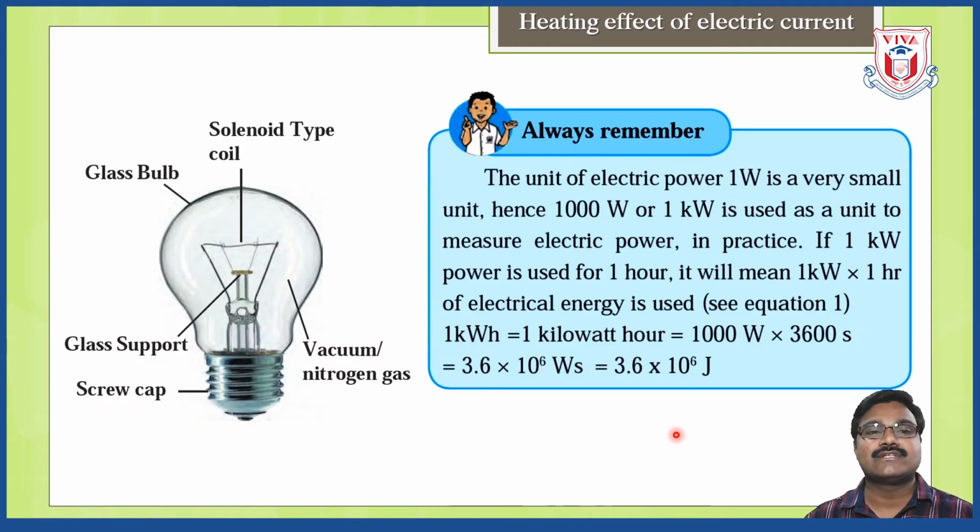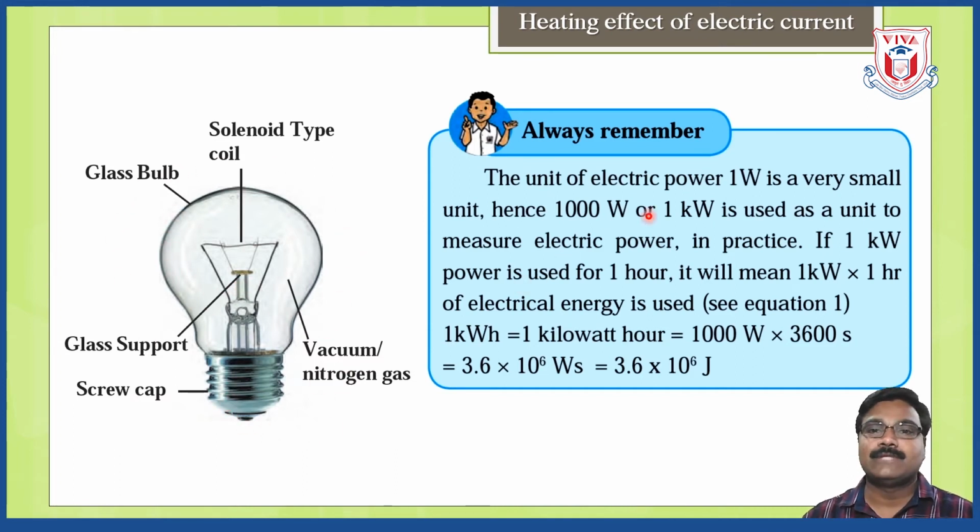Now let us see the structure of a bulb. An electric bulb consists of a thin wire-like structure, but it is a solenoid type coil, and this coil is made up of tungsten. To increase its life it is kept in vacuum, and nitrogen gas is there to avoid more reaction due to high temperature, and there is a glass support below it. This is the overall structure of our bulb.